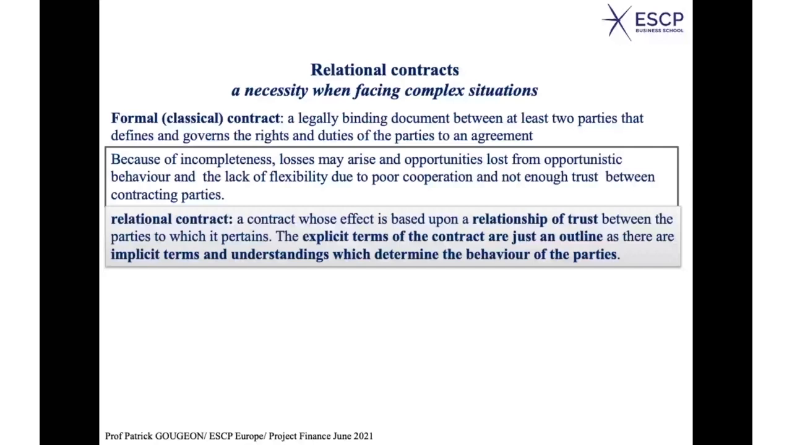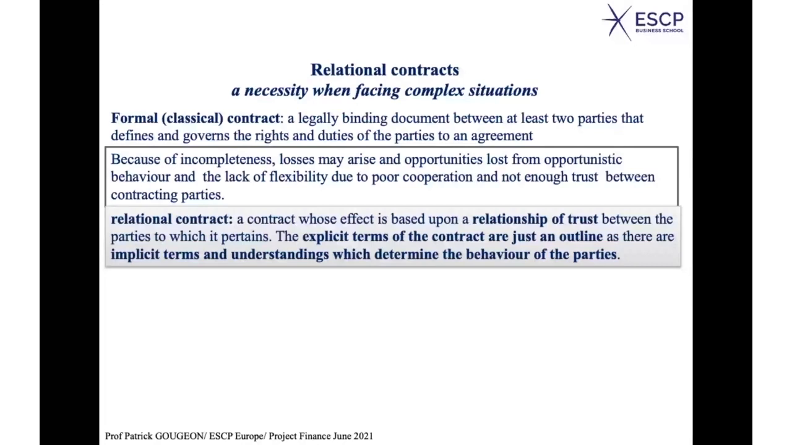The explicit terms of the contract are just an outline. You just take the traditional contract as a document which exists, which you can use, but there are also implicit terms and understanding which determine the behavior of the parties. If you have a relational contract, you have norms of behavior, an implicit understanding of how to do things, even if it's not written.